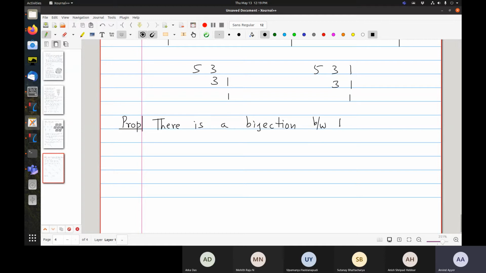There is a bijection between TSSCPPs inside a 2n by 2n by 2n box and TSSCPP arrays of order n.